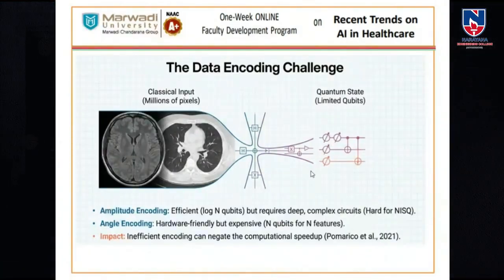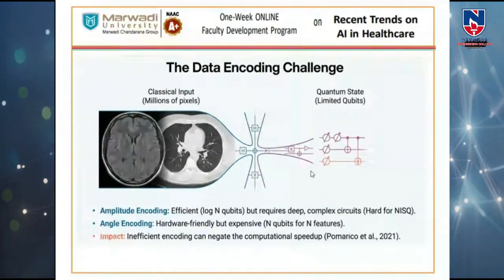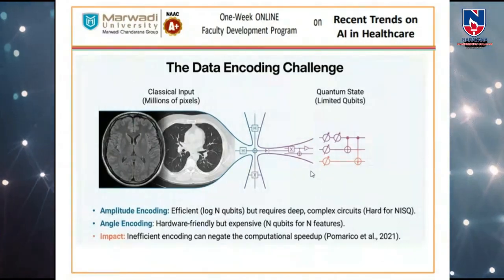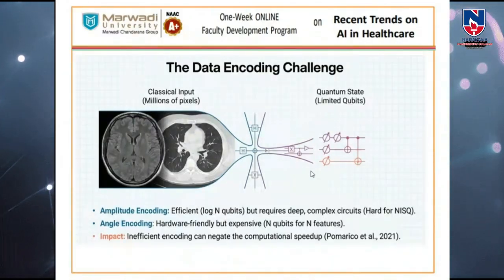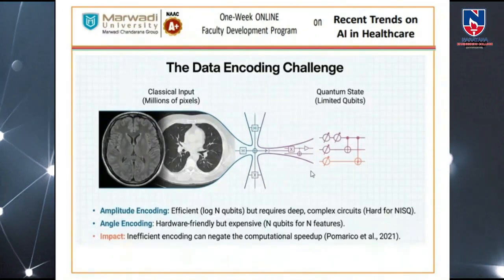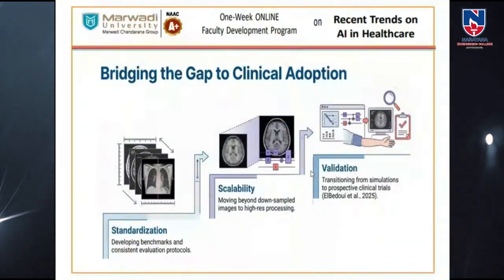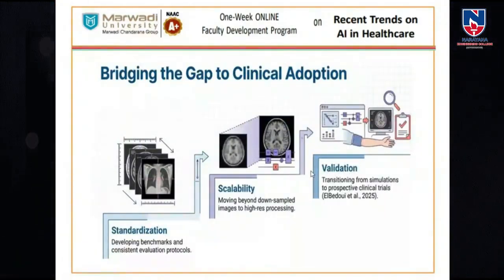Let's see the impact. Insufficient encoding can limit the computational speed up. That's where we need to focus on that.